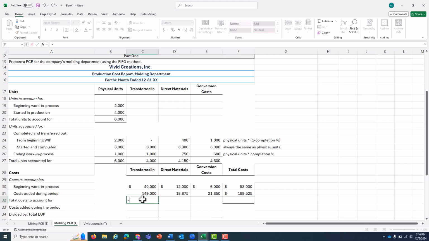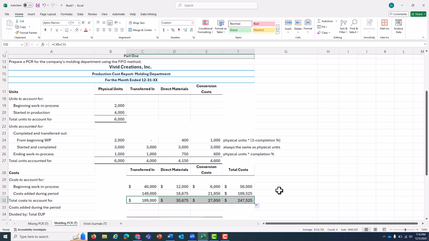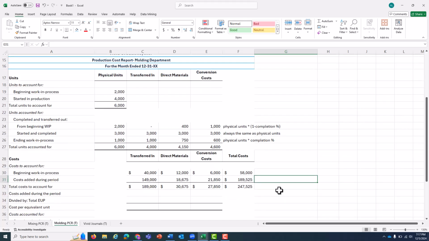$189,525. So what do we have to account for? Just add what was already there to what was added during the period. And you get a total of $189,000 worth of transferred in costs that we have to account for, a total of $30,675 worth of material costs that we have to account for, a total of $27,850 in conversion costs we have to account for, and all in all, we've got to figure out where $247,525 of production costs ended up.